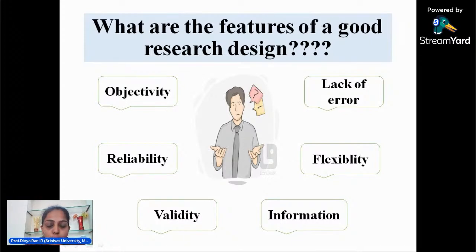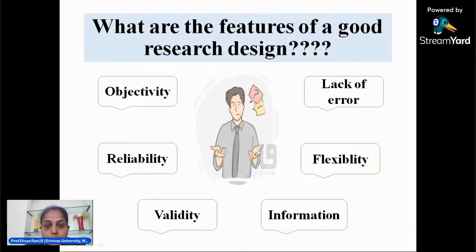Another is reliability. When you are doing a research, you get a result. If the same research results are obtained in another situation, we can call that particular research design as reliable. Next one, validity. As you all know, when you are preparing an instrument or a tool, you give it for validation. Then you will do a pre-test. When you do all these things, you are going to get a good instrument. Based on this good instrument, you are going to do the research, so the research you do will be more effective.